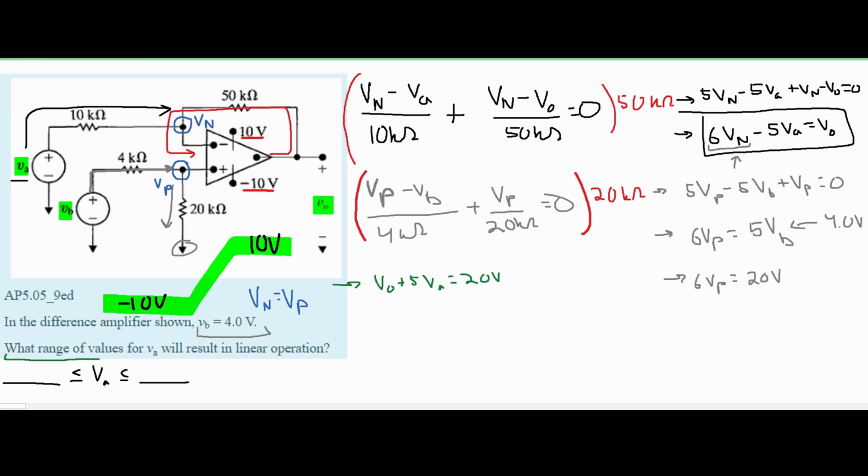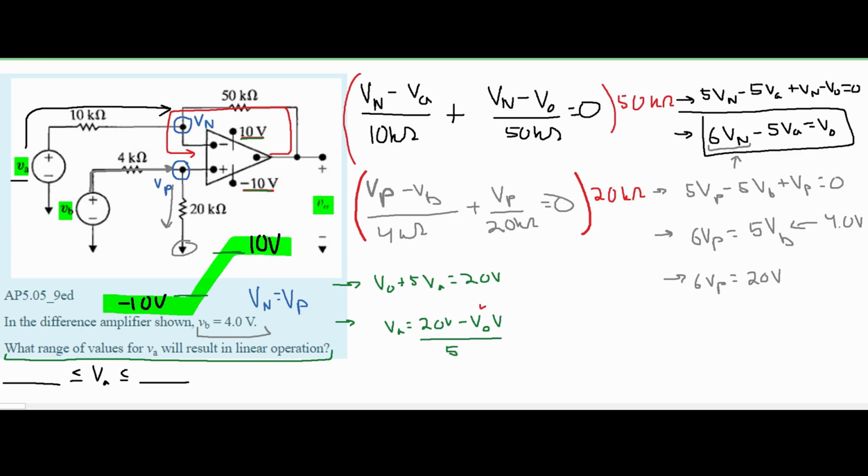What range of values for Va will result in linear operation? For linear operation, we're going to need this part and this part. And since we're less than or equal to, we're going to include the upper and lower limits. We know our upper and lower limits to be this 10 volts and this negative 10 volts right here. So when we write this equation, it's going to be Va is equal to 20 volts minus V0, in volts, over 5.